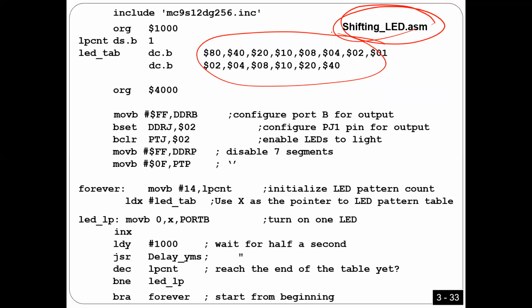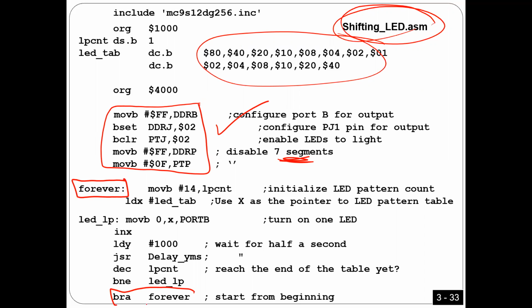Okay, number one, guys, this is initialization. I'm not gonna talk about it. I'm gonna use the LEDs, so you have to initialize the LEDs. Also, you have to disable the 7 segment because they are also connected to port B. This is initialization. One time, yes, it is one time. Number two, I'm gonna have here an infinite loop from here to here. Okay, guys, infinite loop, because I want to keep repeating this pattern forever. That's what I want to do.